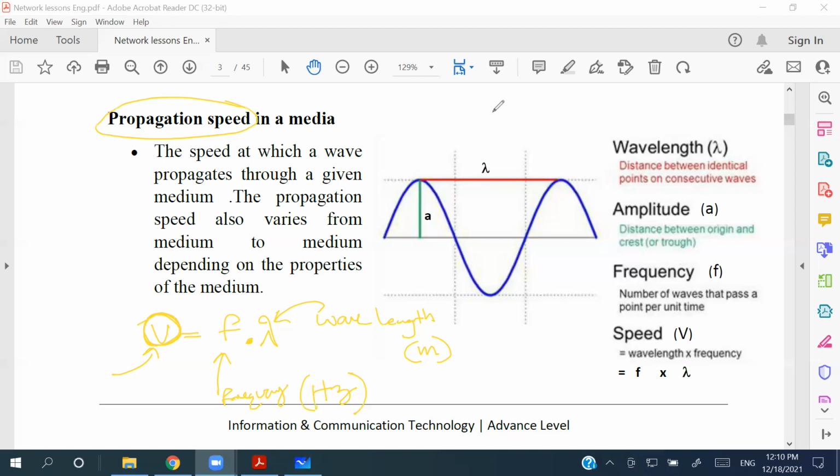And when it comes to speed, the unit measured is meters per second. How does the per second come? Because hertz can be considered as per second as well.